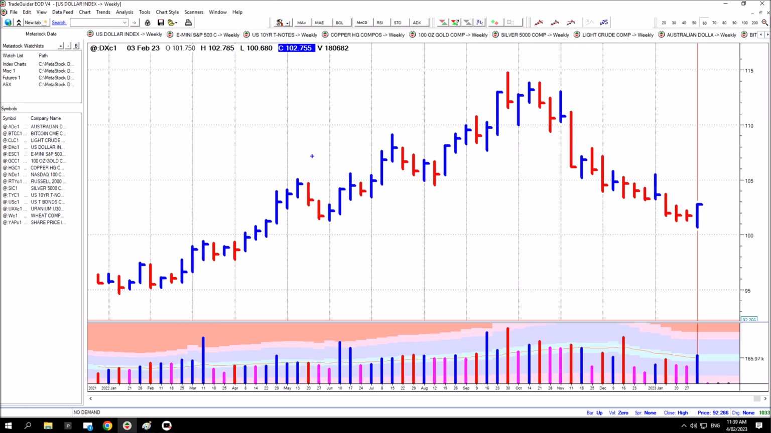US dollar index futures are back. The lines make pretty good sense on this chart. Always gives you more confidence when you're analysing the market. They draw it pretty much the same way every time.